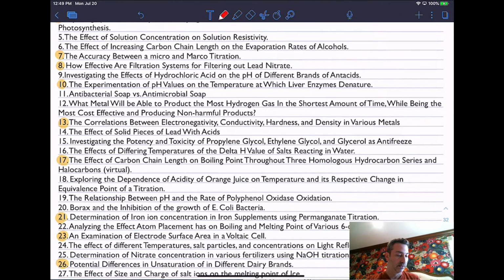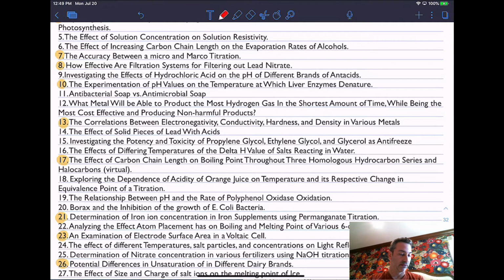Number 7: the accuracy between a micro and macro titration. The student was interested in green chemistry: can we save reactants? They did that by comparing the accuracy of a micro titration, which uses very little acid and base, to a macro titration.